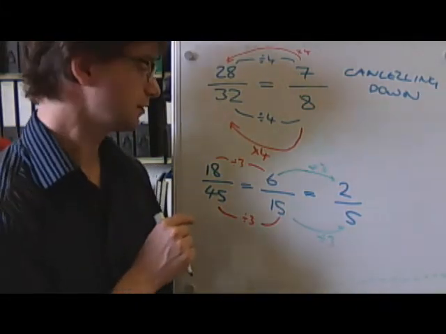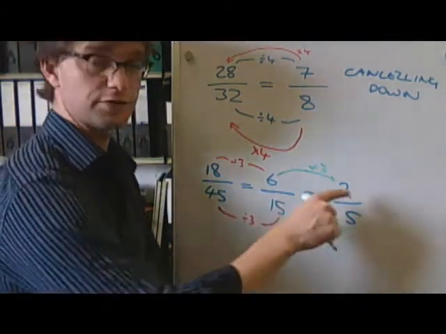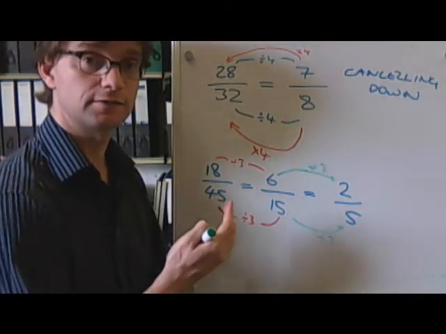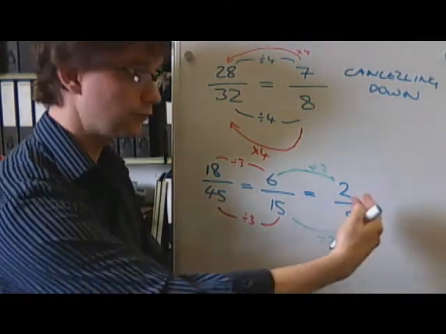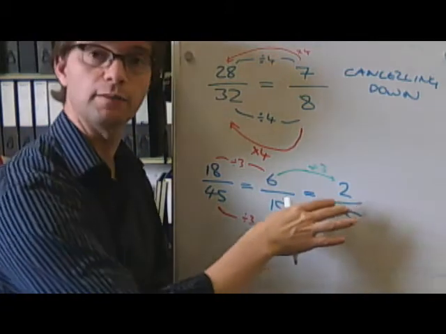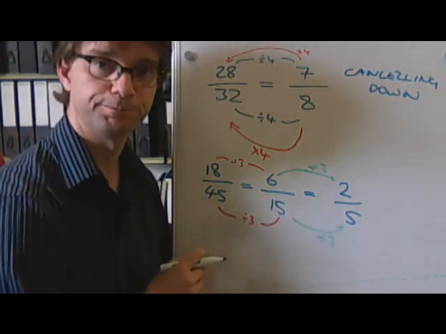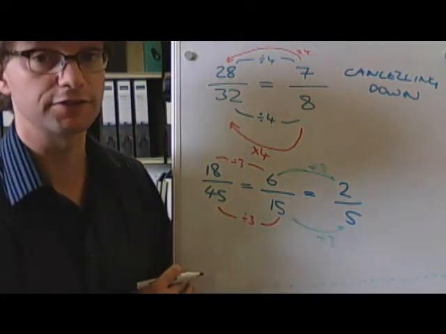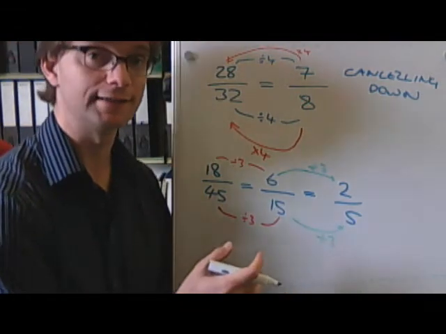As long as you divide the top and the bottom by the same thing, that's how you cancel down fractions. All of these fractions are what we call equivalent fractions, and you can go either way in this chain. You can multiply that way, or you can divide that way. They're all the same. That's equivalent fractions, multiplying them through and cancelling them down.